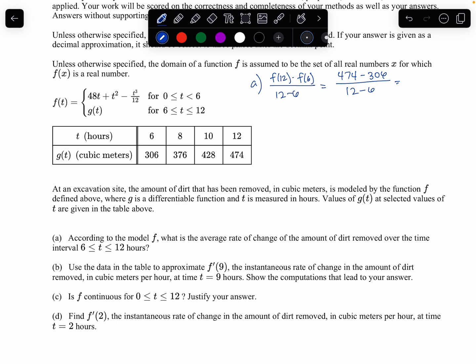So you can do the math right there, and you can get the average rate of change. The units for this is going to be, well, okay, let me just go through this. This is going to be 168 over 6, and that's going to be equal to 28, and then the units here, because we're doing a rate of change, it's cubic meters per hour. So meters cubed per hour. There you go.